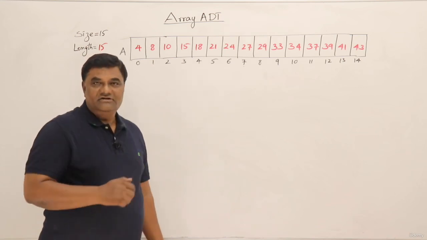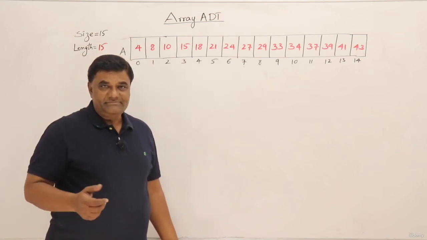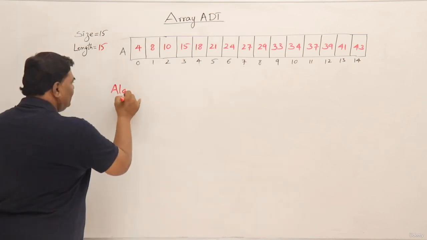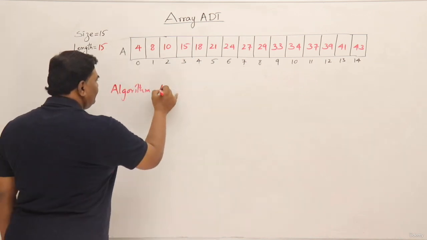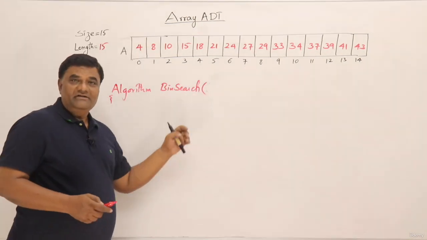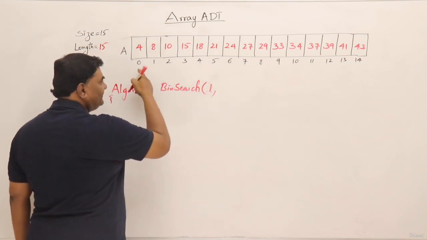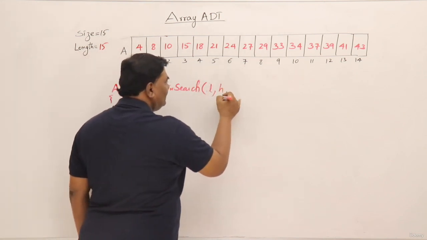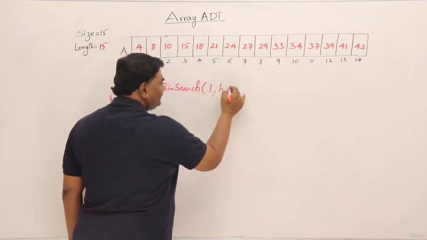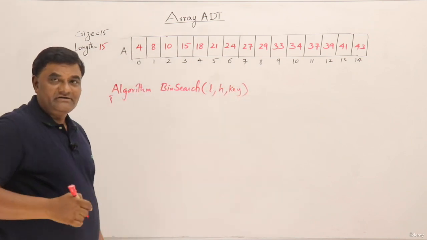So I will write the algorithm for binary search. The syntax may be more like C++ syntax, but I am writing pseudocode. Algorithm binary search. So what are the parameters it needs? It needs three parameters: low, high, and the key value that we are searching. So this is key. These were the parameters.